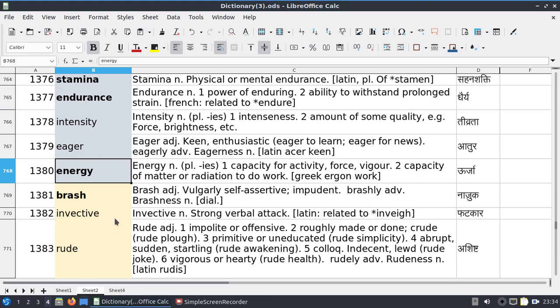Brash. We had discussed this earlier also. Brash. Remember it as rash. Who is someone who is very aggressive? That fellow is brash.